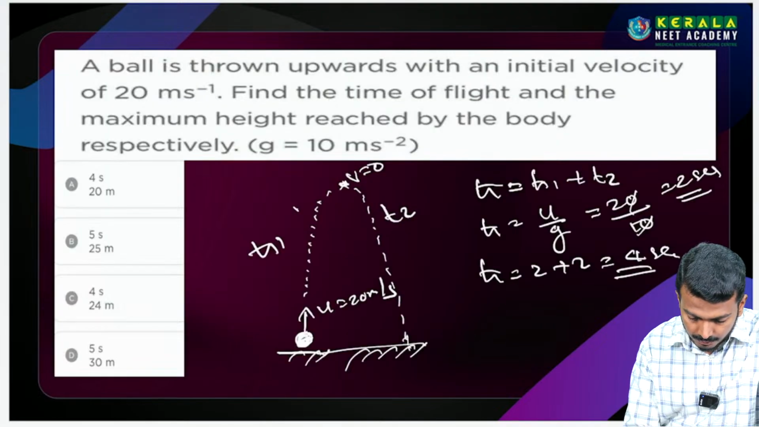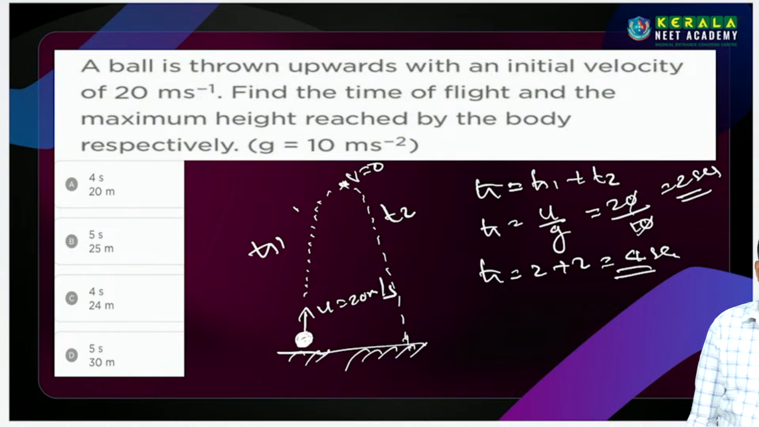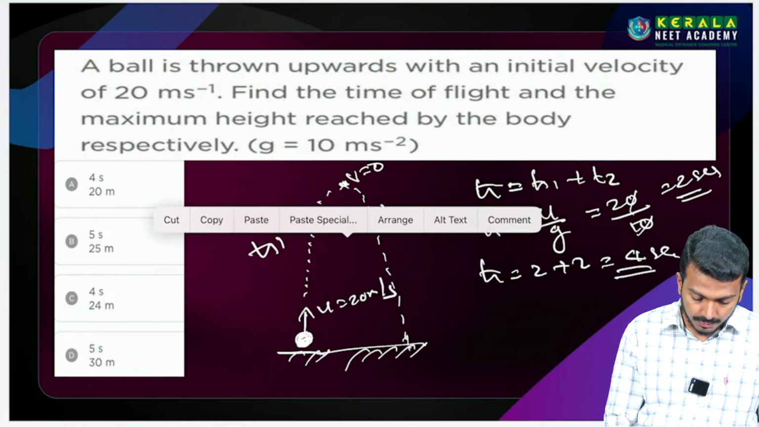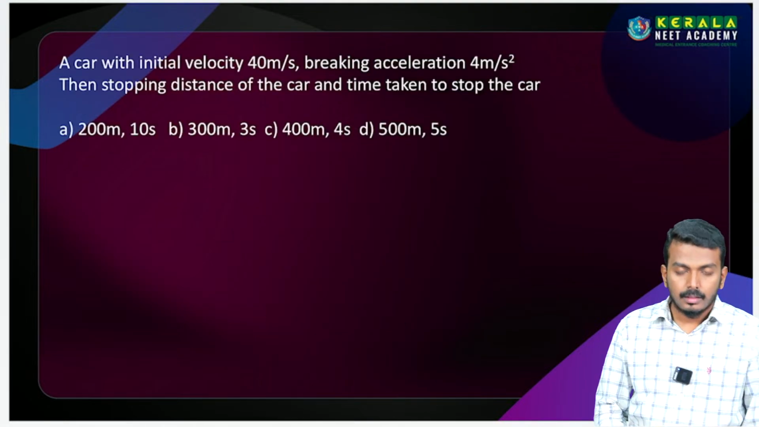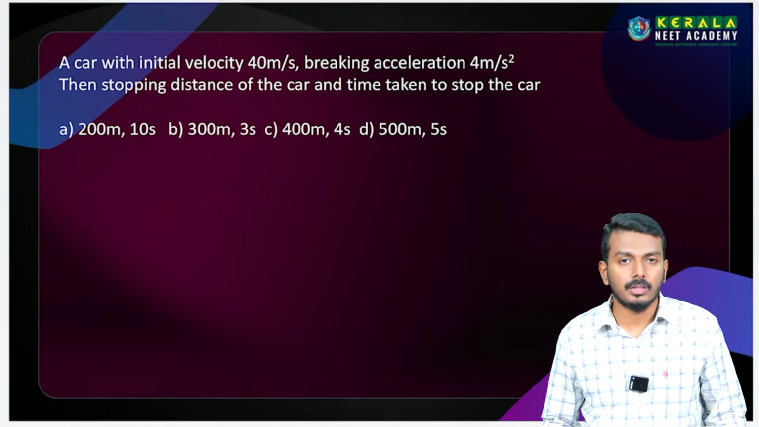Okay, 20 meters. Which option? 20 meter comma 4 second. First option, Option A. Option A is the correct answer. Then come to the next question. The same question is also based on our shortcut.